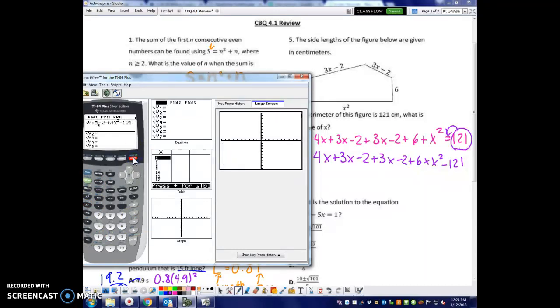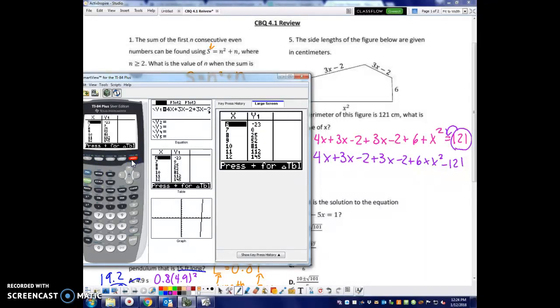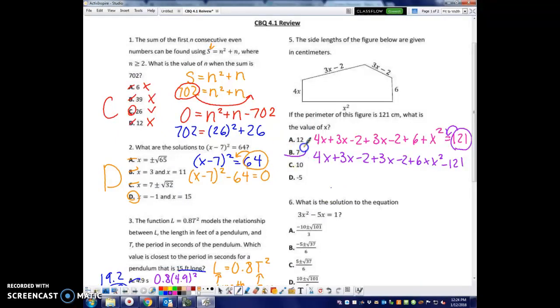Remember, to solve for x is finding your solutions, or finding your zeros, or finding your x-intercept. Okay? So we see one here at 1, 2, 3, 4, 5, 6, 7. It looks like it's at 7. Let's double check. Yep, 7, 0. And there's our 7.